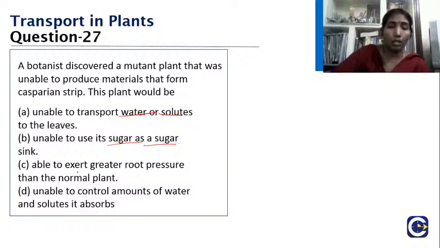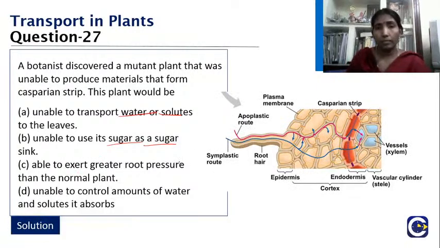So what should be your answer? It should be, yes, you saw the apoplastic root and this is the symplastic root. So what you see is what? The Casparian strips, right, which is present in the endodermis. They are going to check the entry of water and solute inside the xylem vessels. So that is the thing.